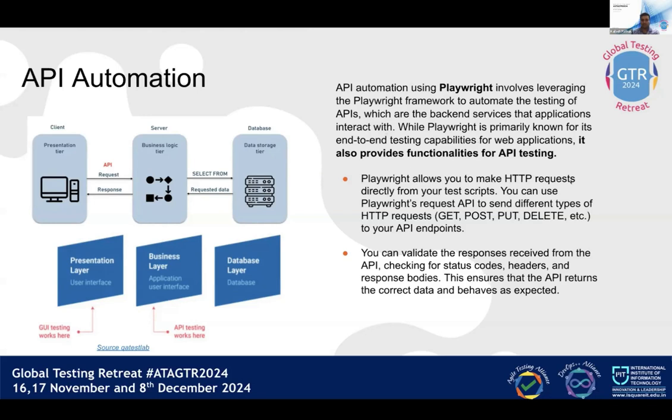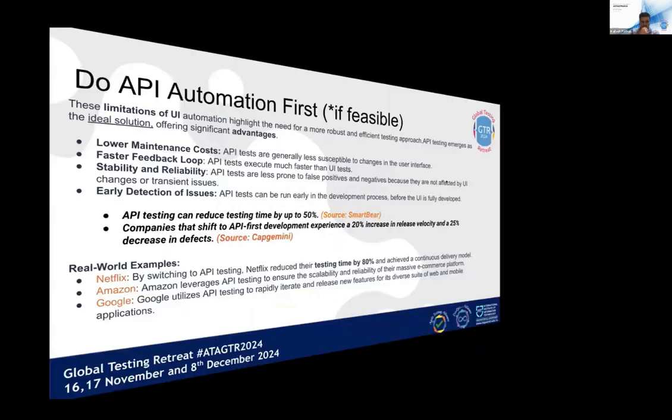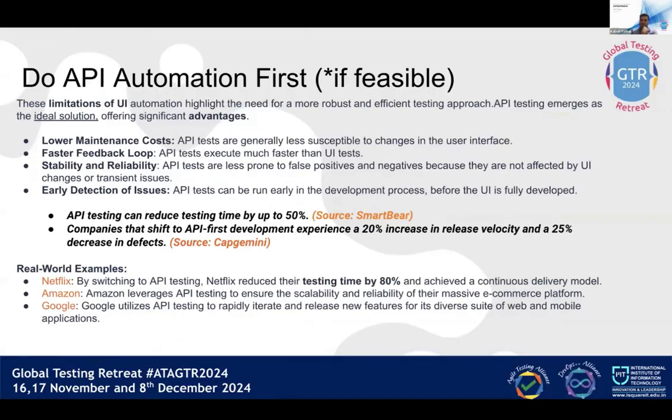Playwright allows you to make HTTP requests directly in your test using the Playwright request API. You can do different types, like get, post, put. I will give you an example of all of these. You don't need to install anything, you can take the benefit of this tool for API automation. Now the question comes: do API automation first if feasible. This is the best practice. If the endpoint is available, I would suggest you do the API automation first.